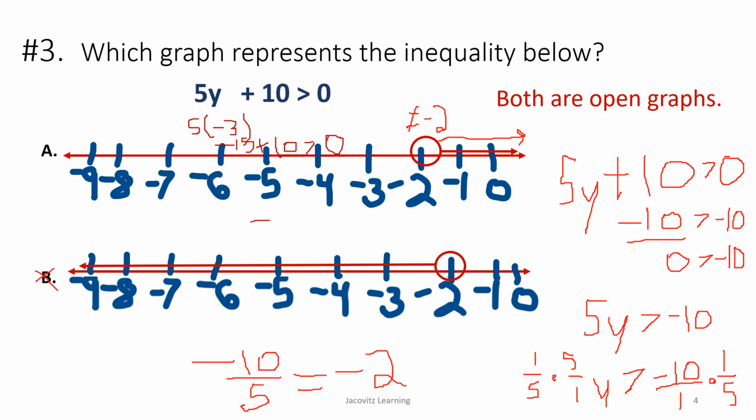Is negative 5 greater than 0? No. Negative 5 is less than 0. And that's what this graph says. That's why the second graph, choice B, is out. Just look at what's going on, plug your numbers back in, and quite frankly, the only choice you can have now is A. That's how that graph is done.